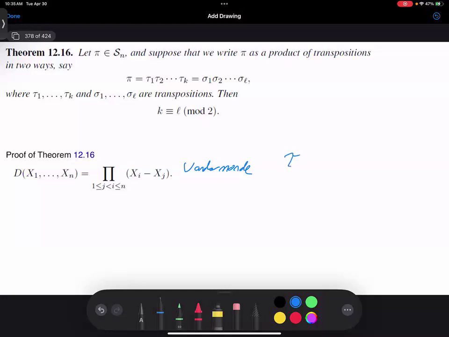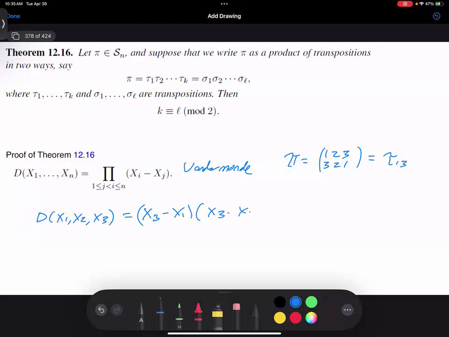Let's let pi be the permutation, 1, 2, 3 goes to 3, 2, 1. So this is the same as the transposition 1, 3. Let's see what pi does to this polynomial. So I will take pi and I will apply it to d of x1, x2, x3. Well, before I apply pi, let's just write down what d of x1, x2, x3 is. I always have the higher index first. It's going to be x3 minus x1, times x3 minus x2, times x2 minus x1.